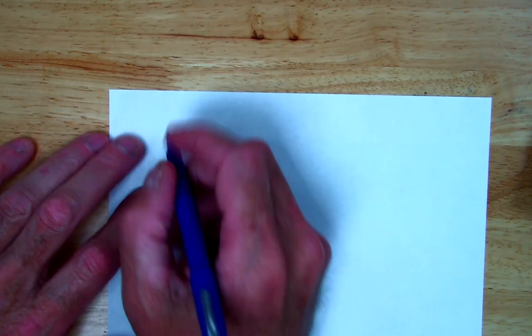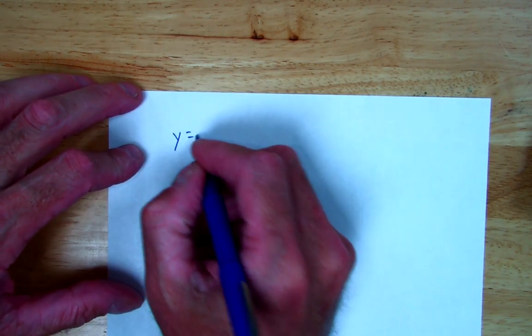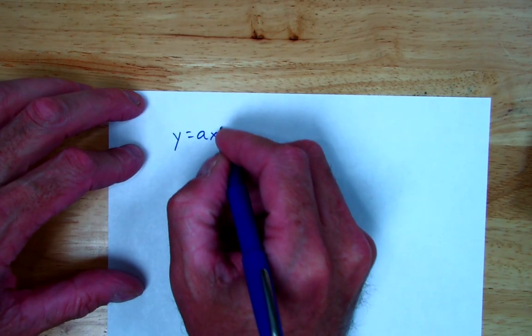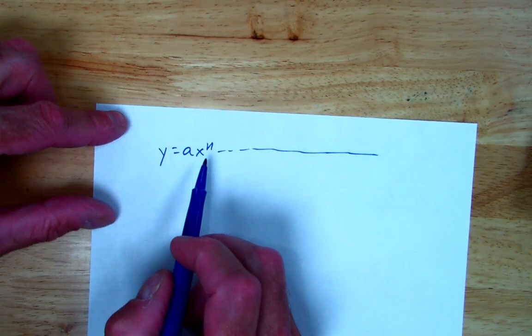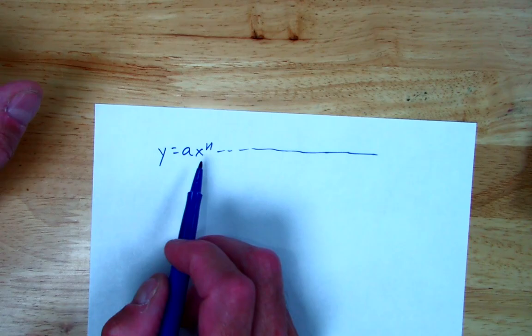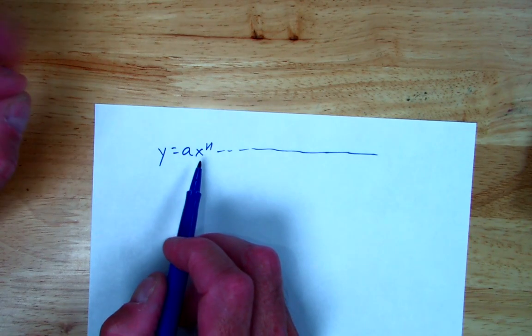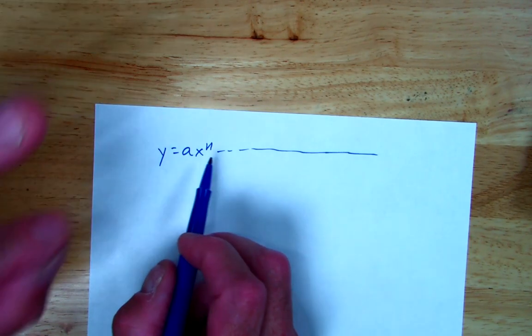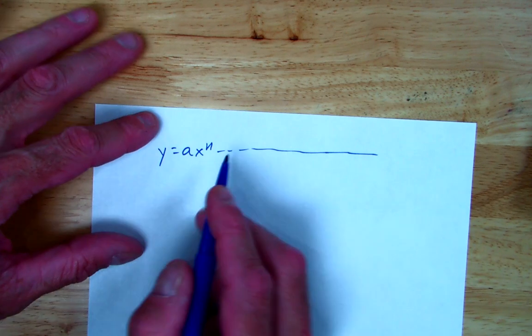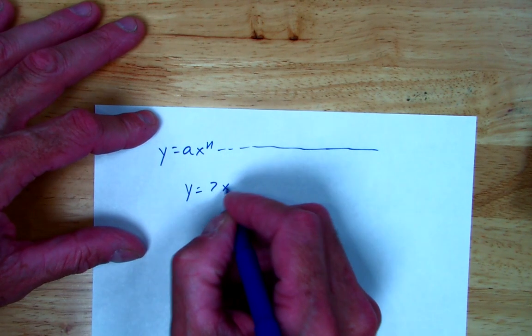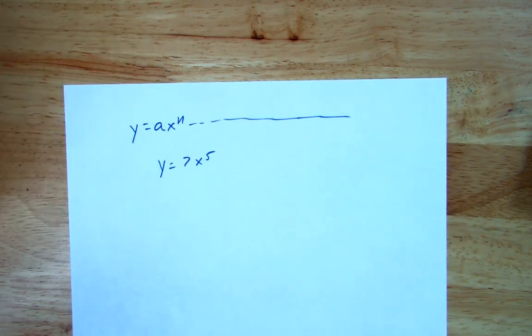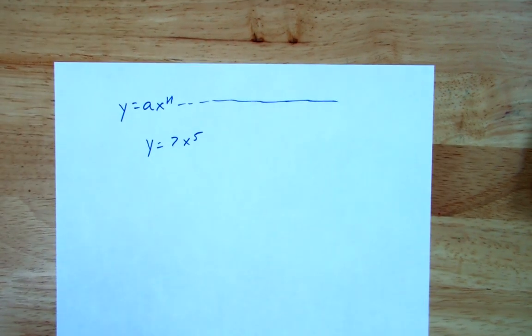If we're dealing with something like just polynomials, if I've got y equals a times x to the n, we know what this graph is going to look like, dependent upon what a looks like and what n looks like. Okay? So if I have something like y equals 7x to the fifth, you guys should have an idea as to what that's going to look like.